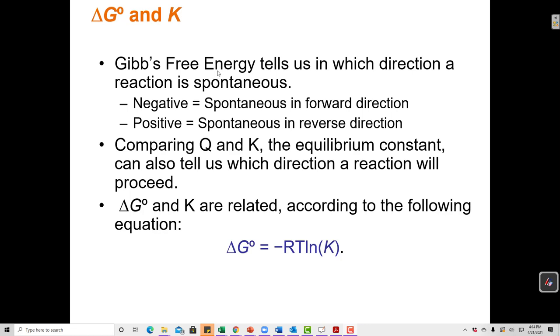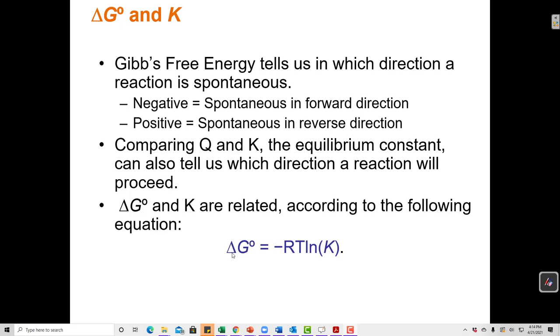So delta G tells us which direction a reaction goes. Comparing Q and K, the equilibrium constant, also tells us which direction a reaction will go. So G and K are giving us the same information, so they're related. And in fact, they're related according to this equation. Delta G, the Gibbs free energy, is equal to the negative of the gas constant times the temperature times the natural log of K. The gas constant is a constant, obviously. The temperature is variable, and the equilibrium constant is also a constant.